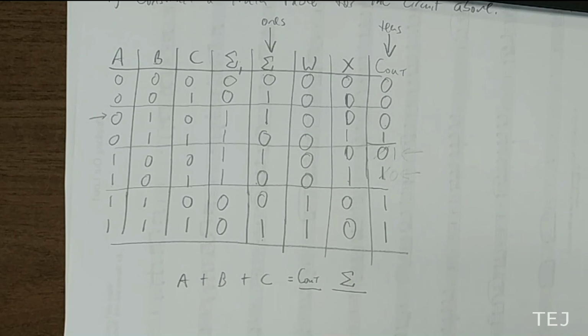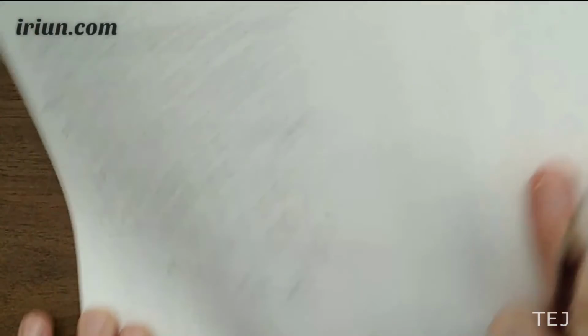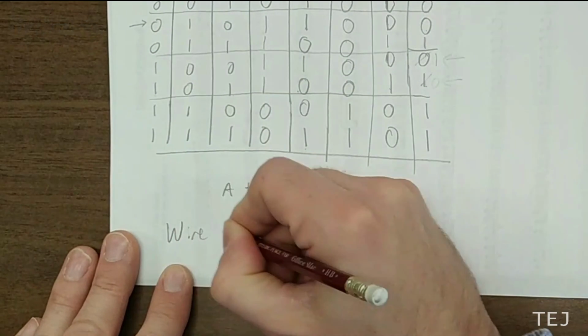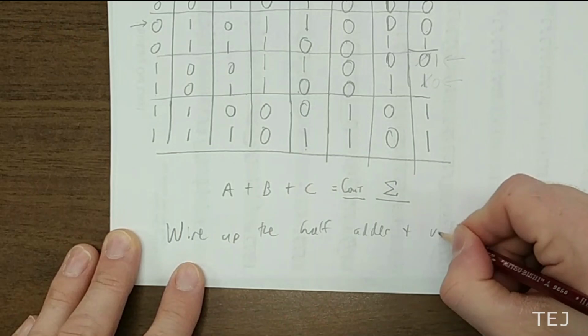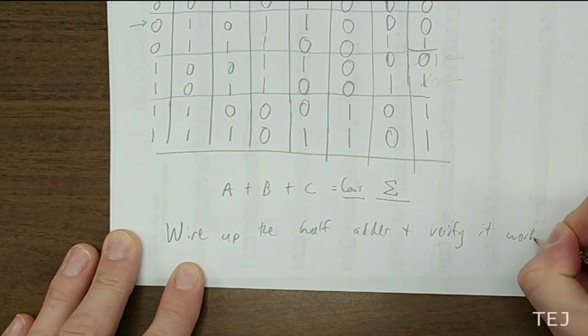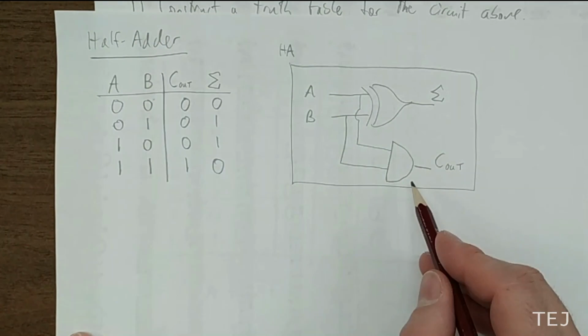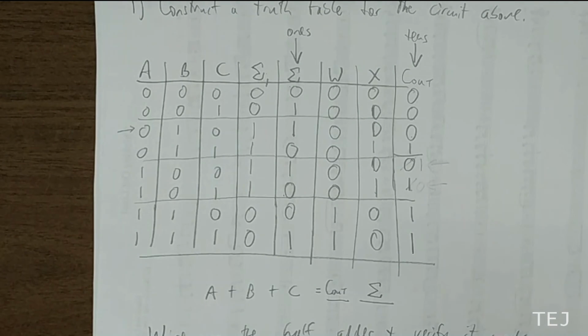So what I'd like you to do is wire up the half adder and verify it, and then do the full adder lab that I'm going to have uploaded using a certain chip, and that'll be all online in D2L. So first thing to do, wire up the half adder and verify that it works. In order to do that, you need an XOR gate and an AND gate and just 2 inputs. And that's something that you can do on Tinkercad.